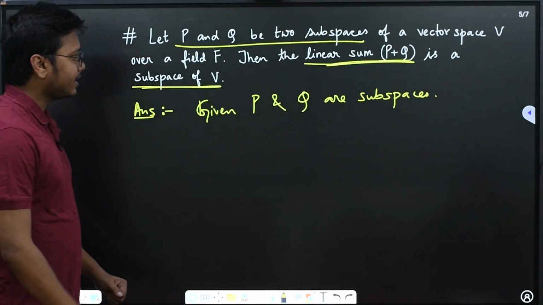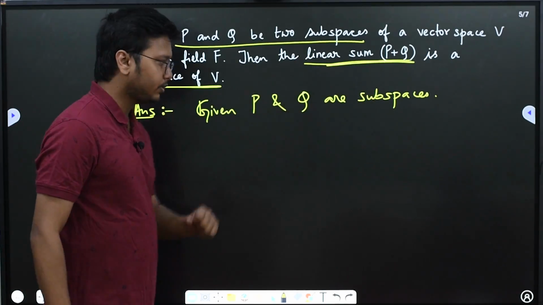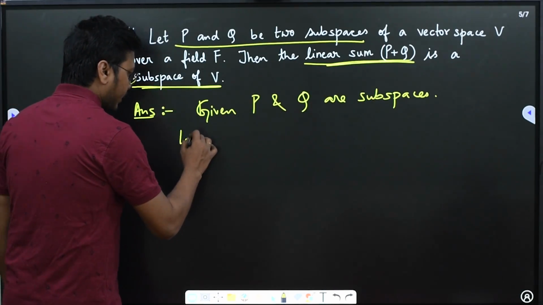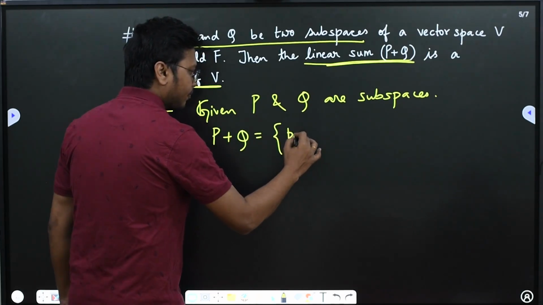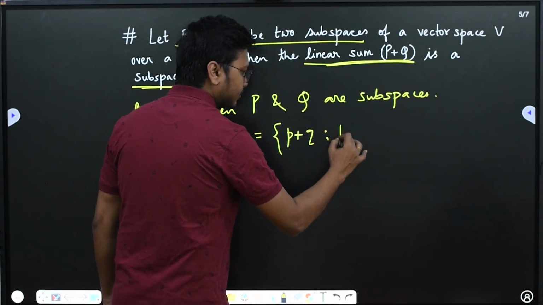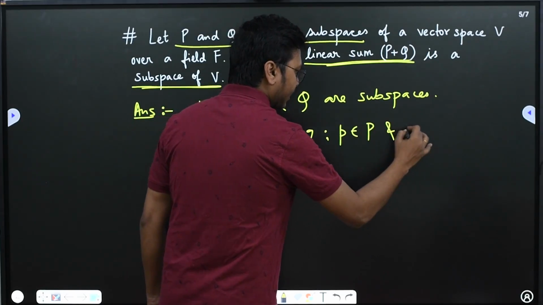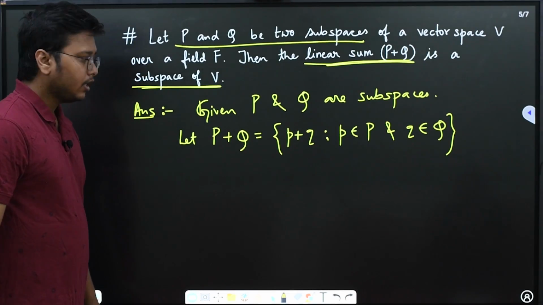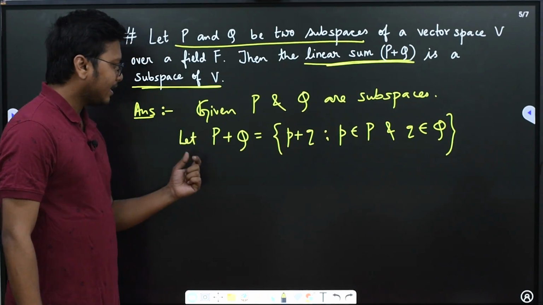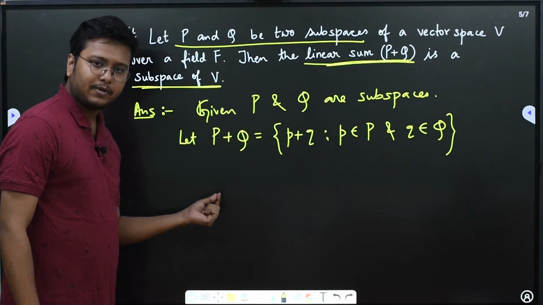So now I am taking the linear sum P plus Q. As per the definition, it would be small p plus small q, such that small p is taken from capital P and small q is taken from capital Q. So let's take two elements from P plus Q.